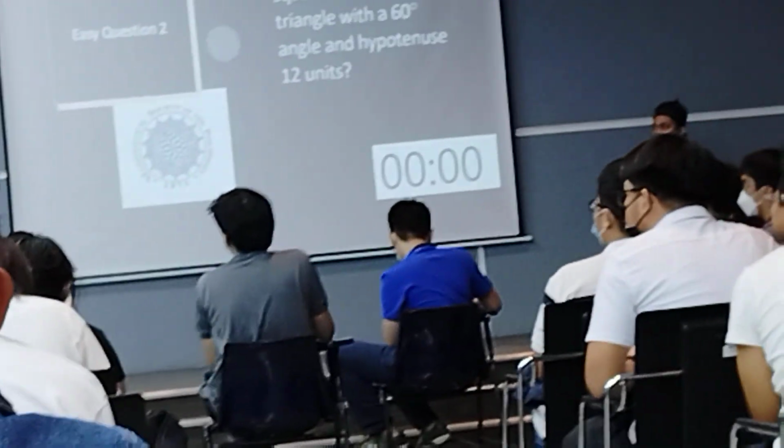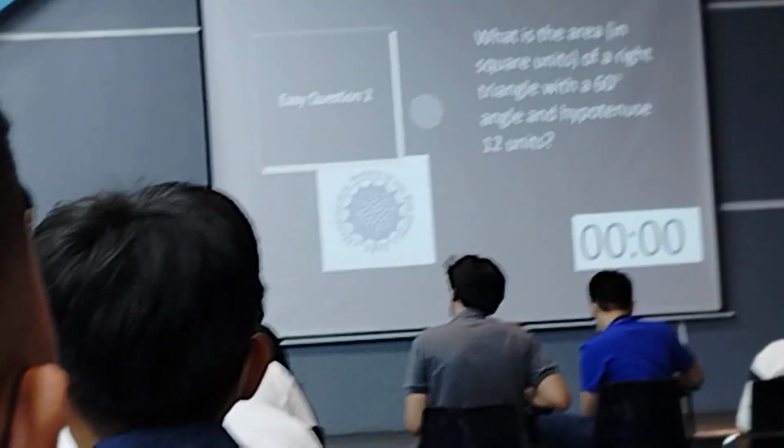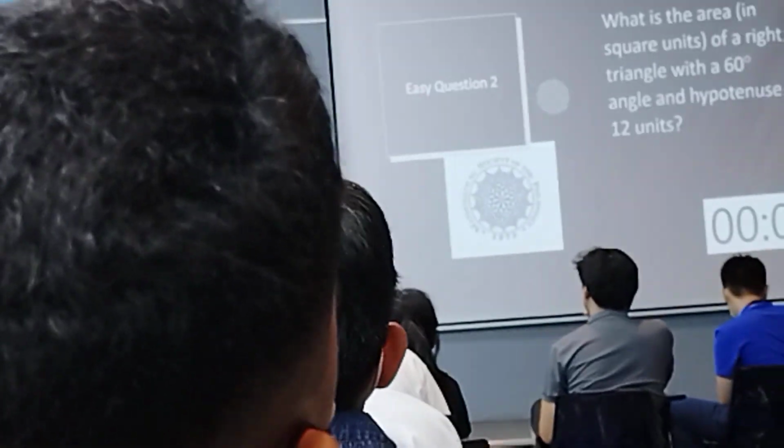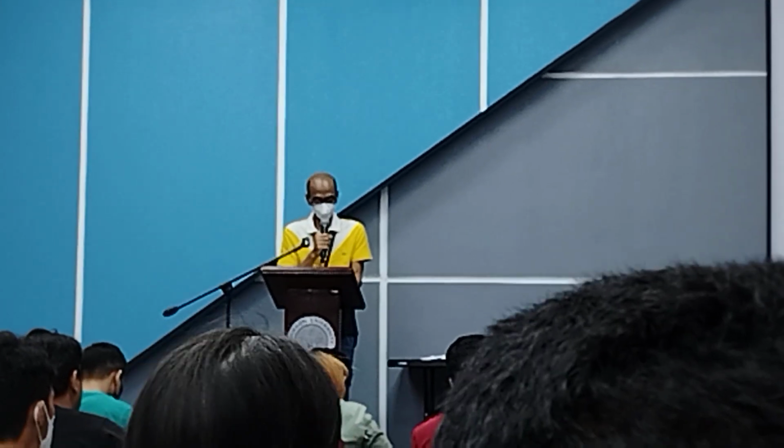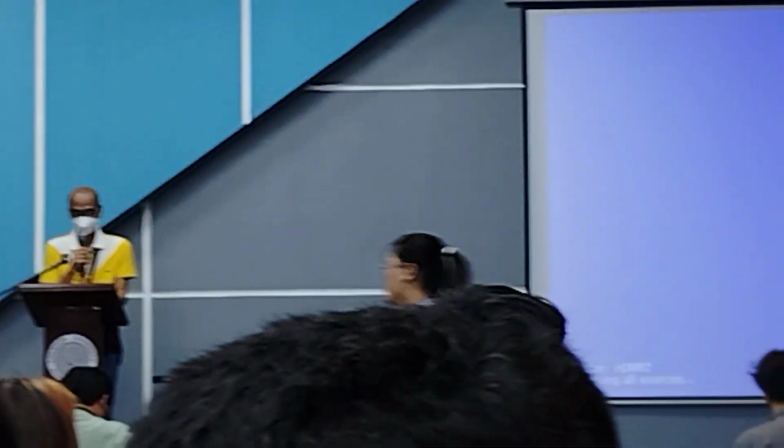And this is your question number 3. Find the point equidistant to the 3 points (-4, 0), (0, 0), and (0, -6). Let me repeat. Find the point equidistant to the 3 points (-4, 0), (0, 0), and (0, -6). Go.